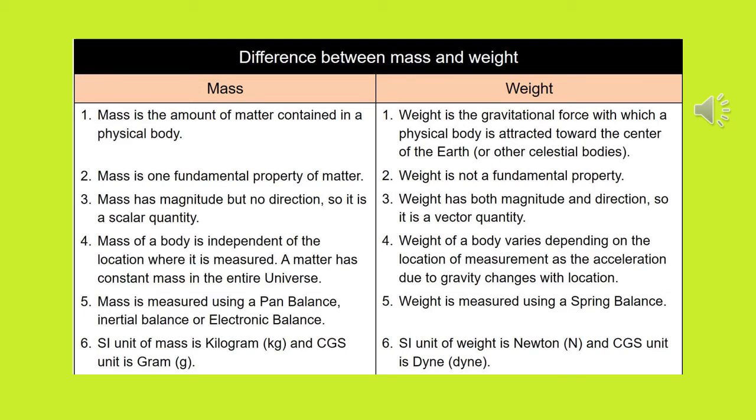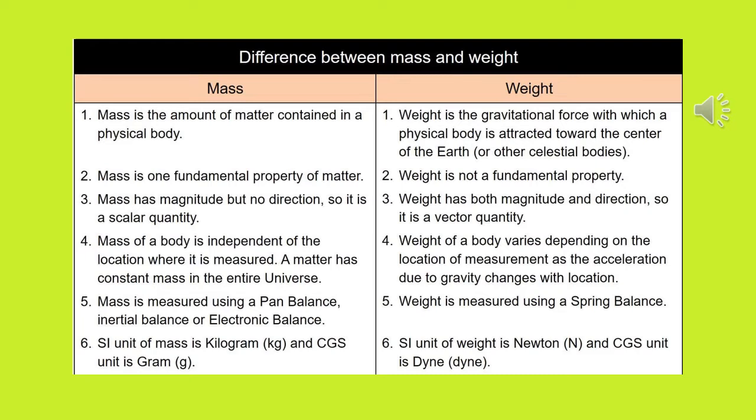In this module, we will be learning the differences between mass and weight. As we know, mass is the amount of matter contained in a physical body, and weight is the force by which Earth attracts any object towards its center. So, mass is the fundamental integral property of matter. Weight is not a fundamental property.